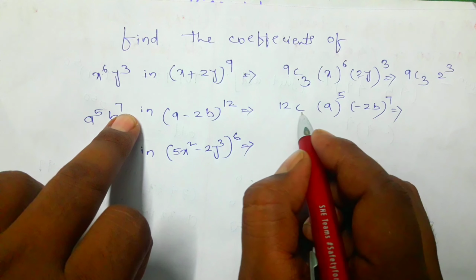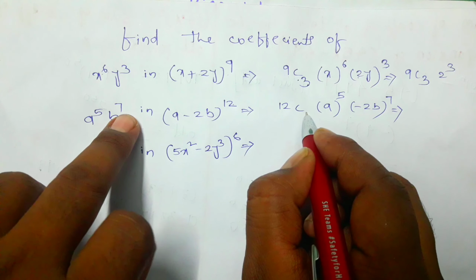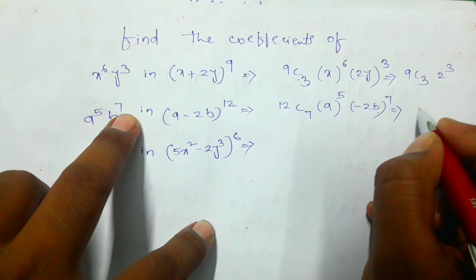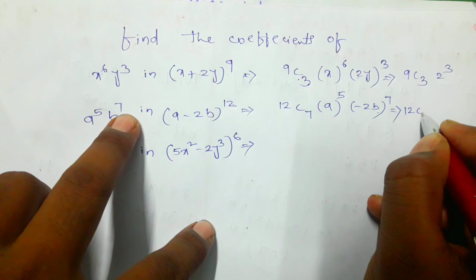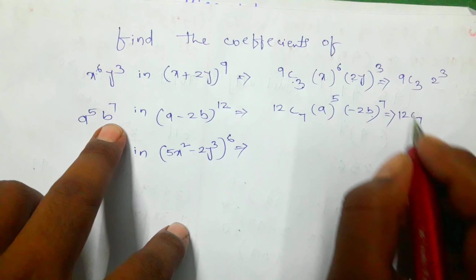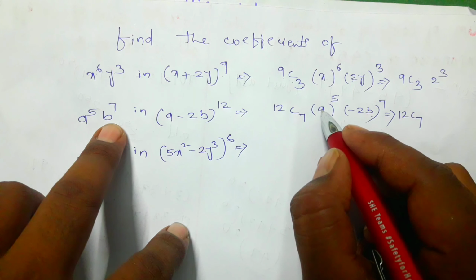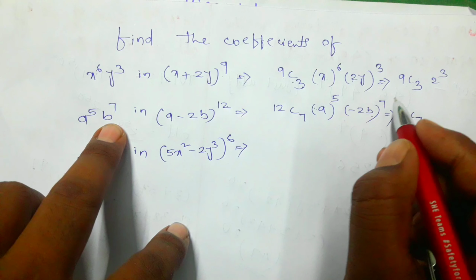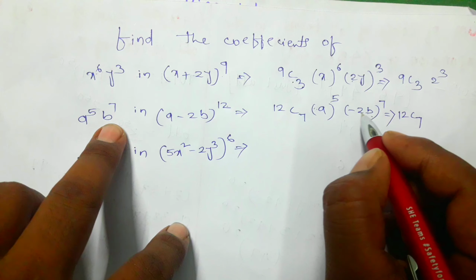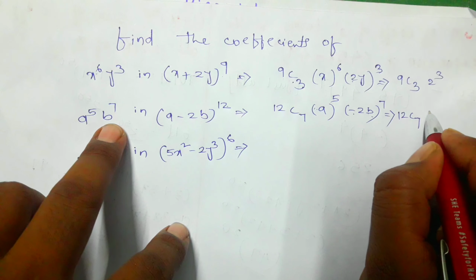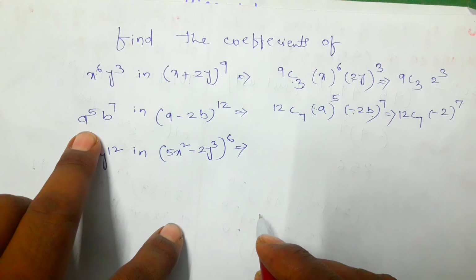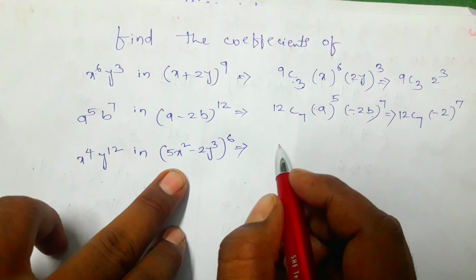That implies what we write here? Write the power of the second term. What is the power of the second term? 7. So 12c7. What is the coefficient of a power 5 and b power 7? a power 5 into b power 7, 12c7. The coefficient of a is 1, 1 to the power of 5 is 1, no need to write. Here what is the value? The coefficient of b is minus 2, whole power 7. This is the coefficient of a to the power of 5 and b to the power of 7.